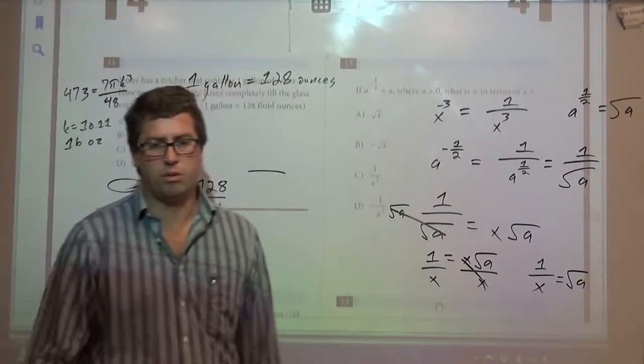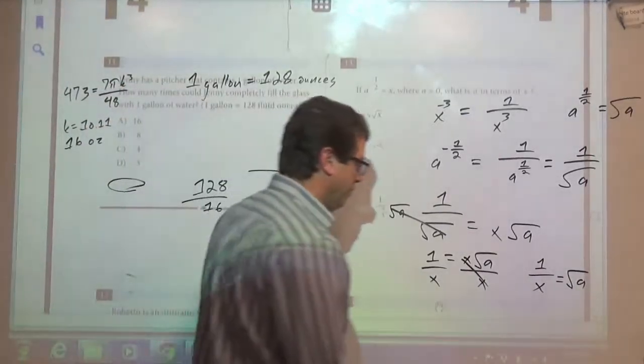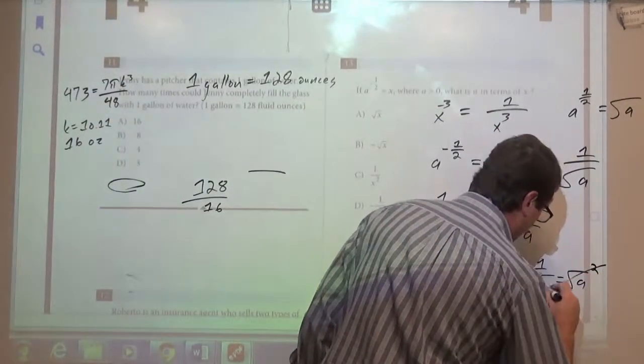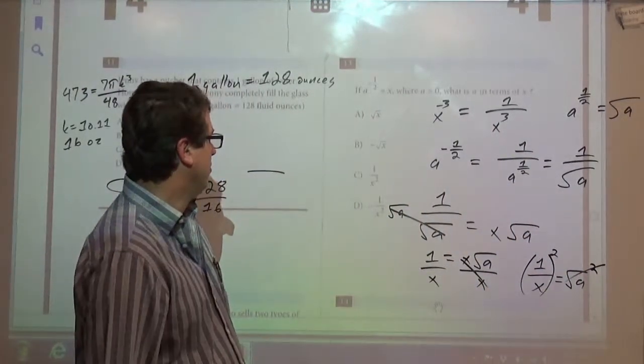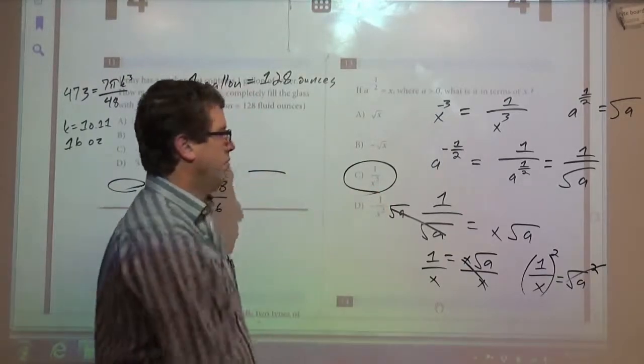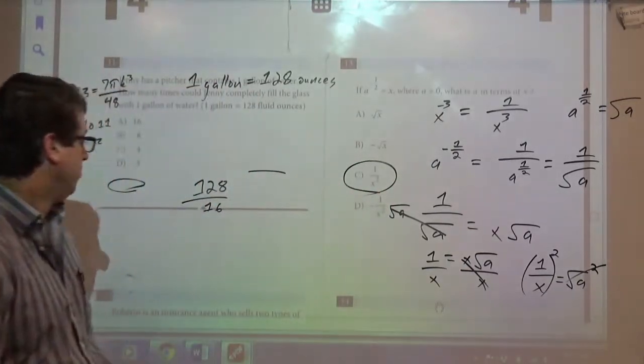Now to get rid of my square root, I need to square both sides. So I square this, and those cancel. I square this. So my answer is C.